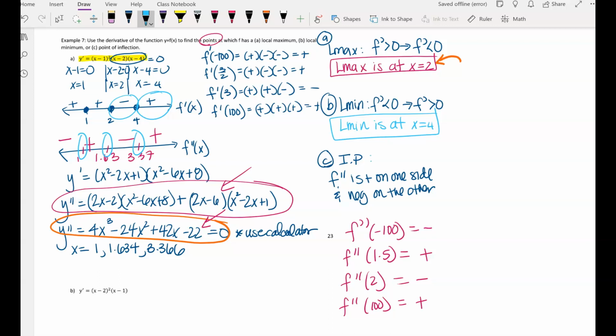So IPs are x equal 1, 1.63 and 3.7. I'm gonna round it to 3.7.